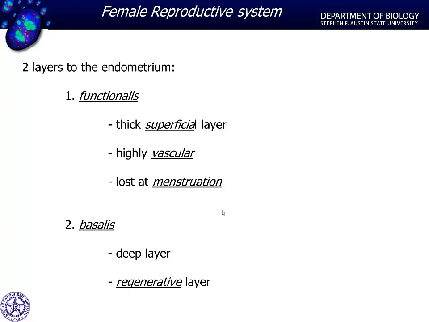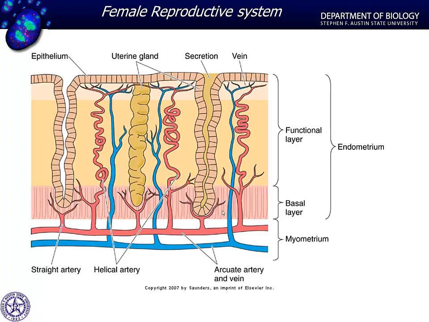Now, the endometrium is going to have a deep basal layer. This is the layer that is kept. It is going to be regenerative, and it is going to reproduce the surface layer, which is called the functionalis, each month. So the functionalis is the thickest portion. It's the superficial layer on the surface, highly vascular, and this is going to lead to the bleeding that happens each and every menstrual cycle in females.